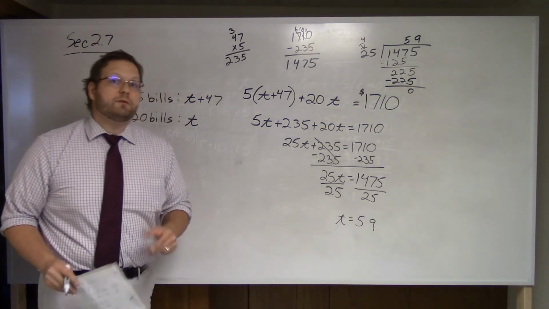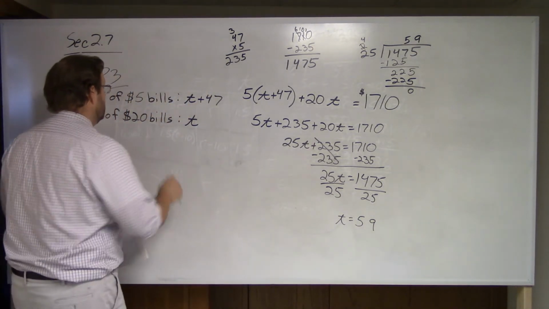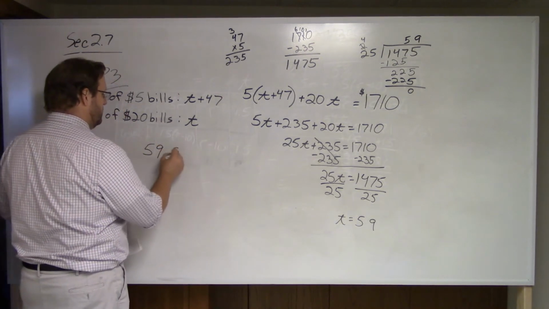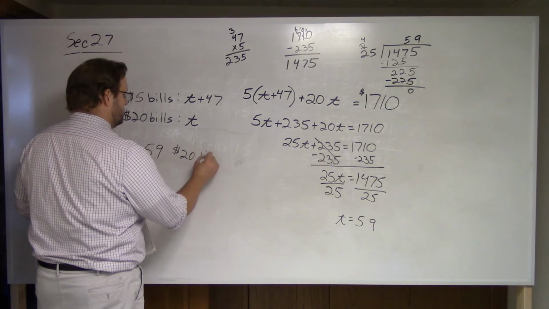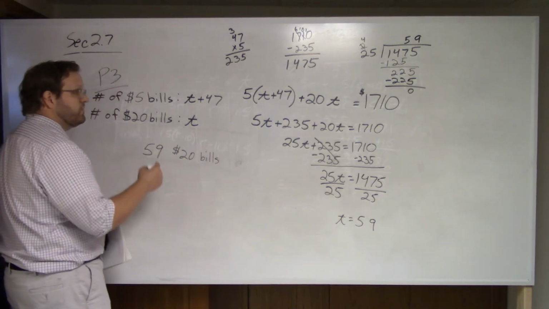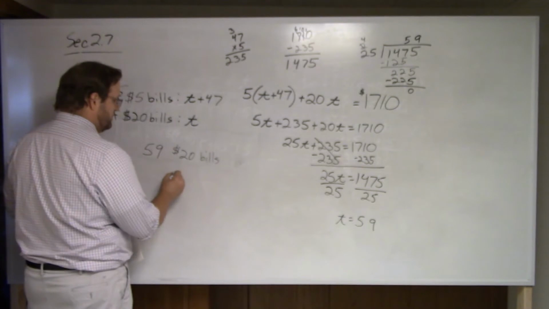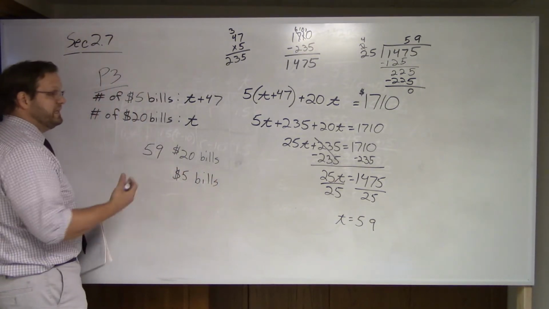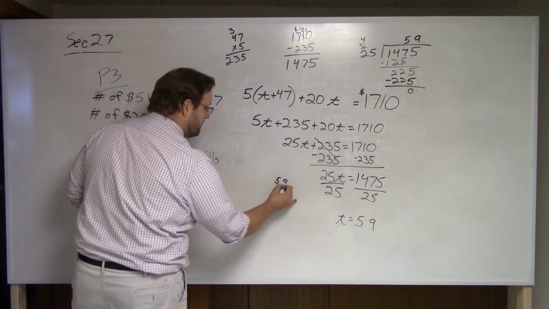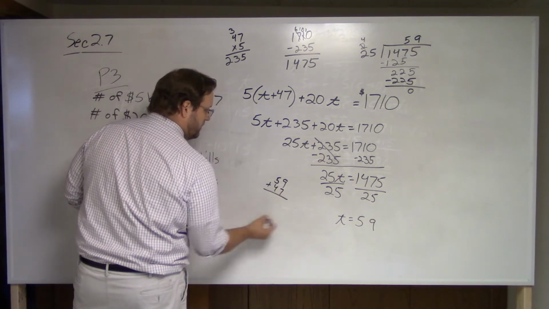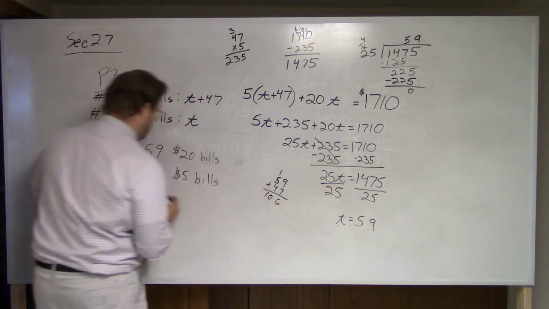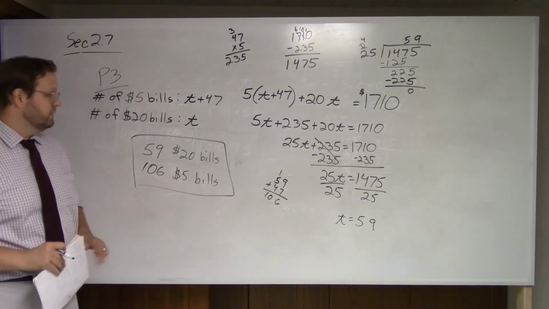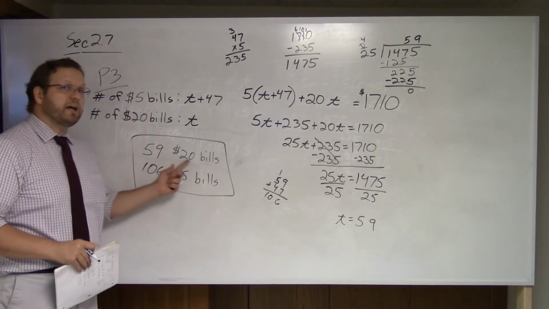Now remember, what did T represent? T represented the number of $20 bills. So there's 59 $20 bills. And then there were 47 more $5 bills. Okay, so 59 plus 47. There's 106 $5 bills. And there we go. Make sure you specify which is which.